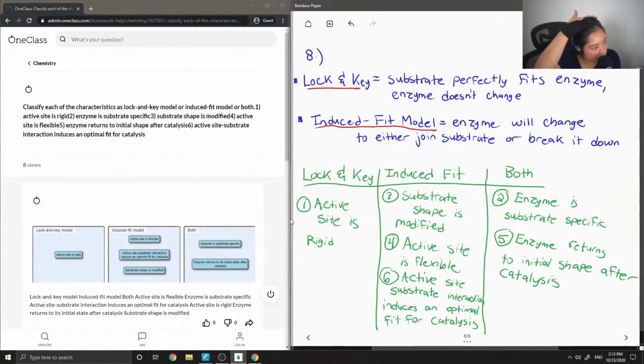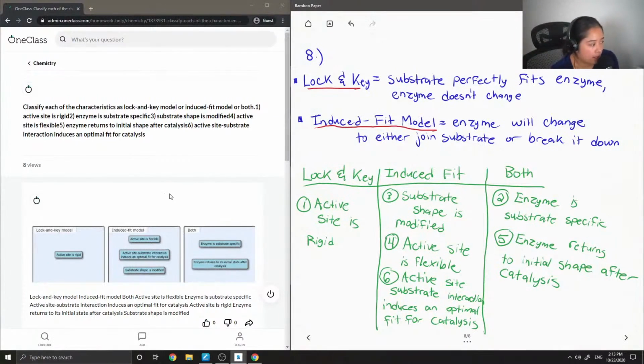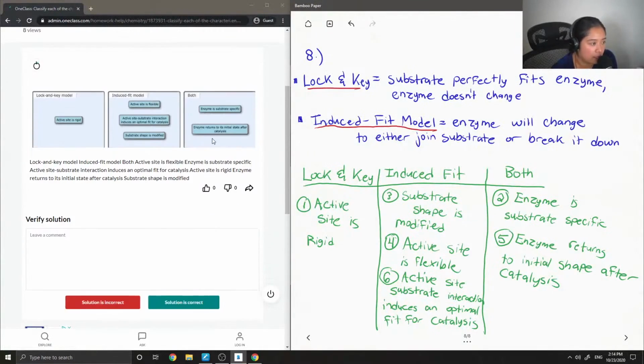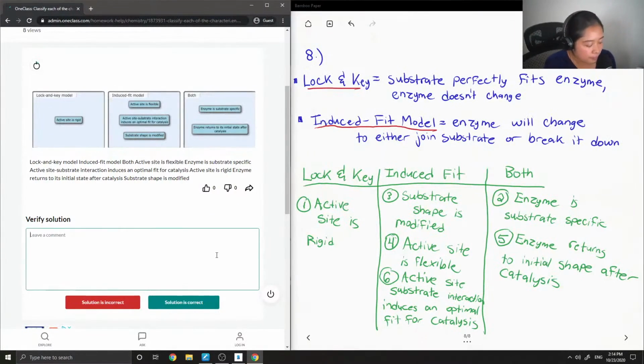So pretty straightforward question. Let's see the answer from our junior tutor. Lock and key: active site is rigid. Induced fit model: active site is flexible, active site substrate interaction induces an optimal fit for catalysis, and substrate shape is modified. And then for both of them: enzyme is substrate specific and enzyme returns to its initial state after catalysis. So this solution is correct.